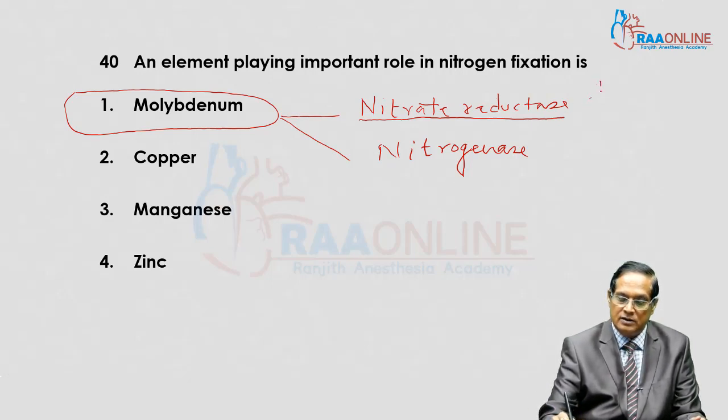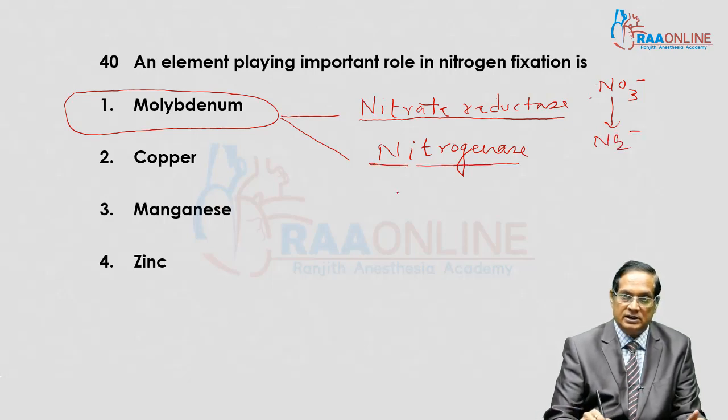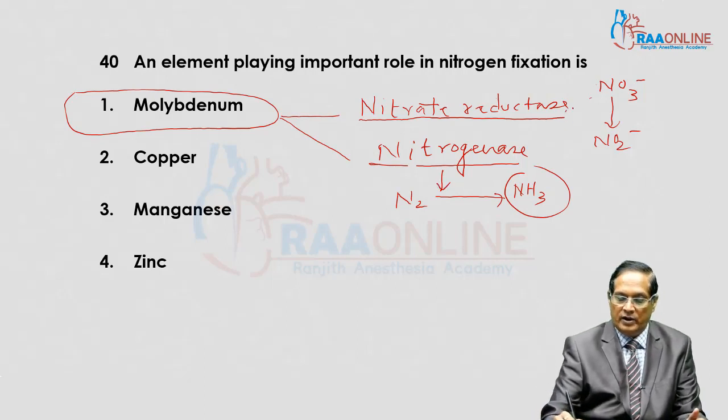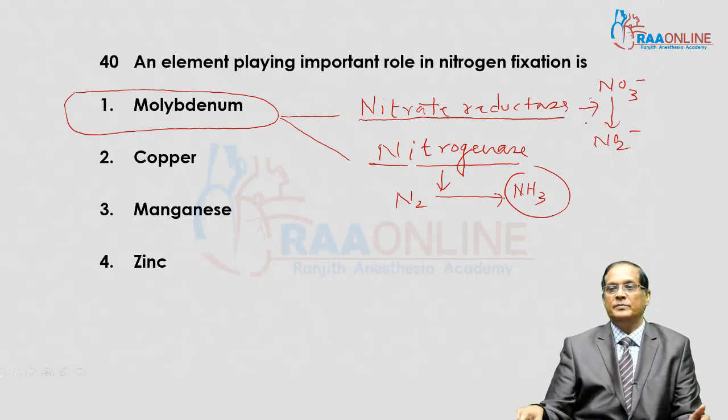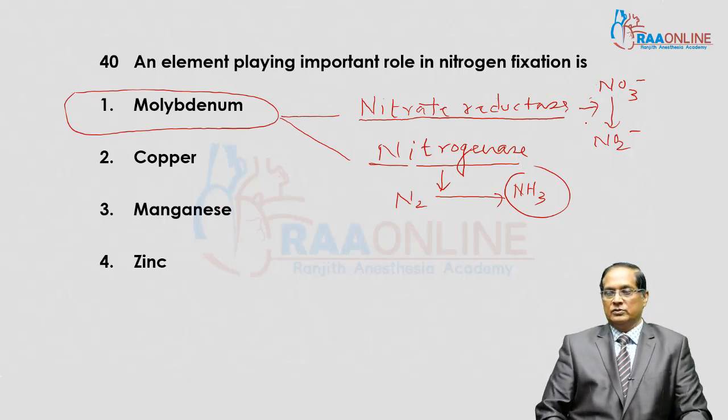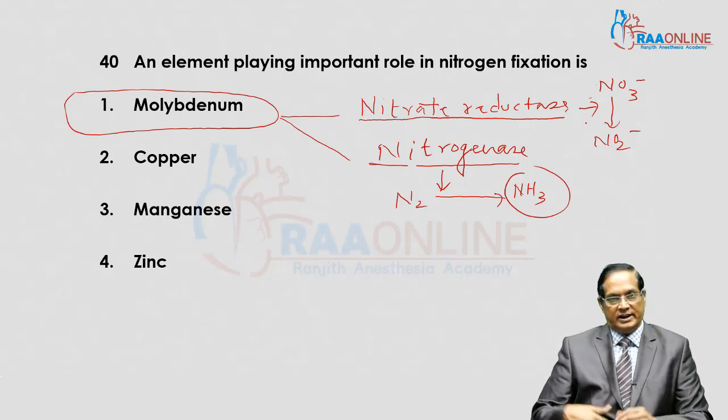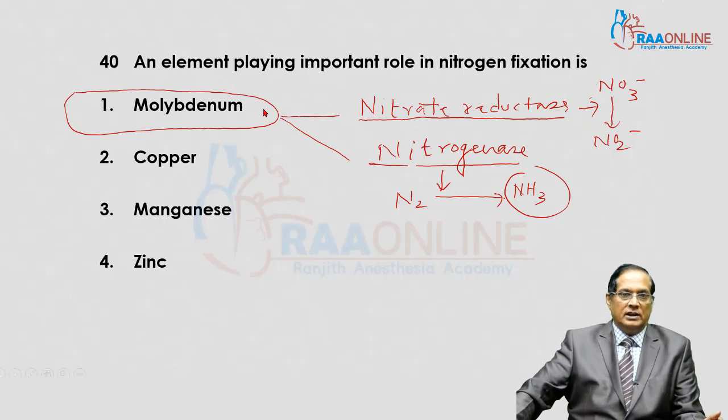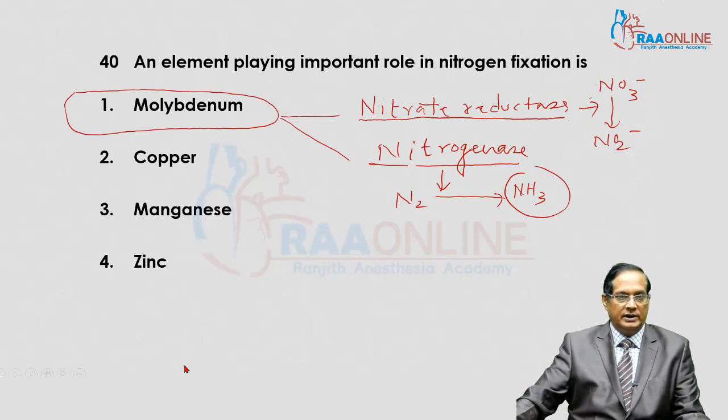Nitrate reductase enzyme is responsible for the reduction of nitrate into nitrite, that is NO2. Whereas nitrogenase enzyme is concerned with the reduction of nitrogen into ammonia. This is the role of nitrogenase, whereas nitrate reductase reduces nitrate into nitrite, and both enzymes have molybdenum as a structural element.